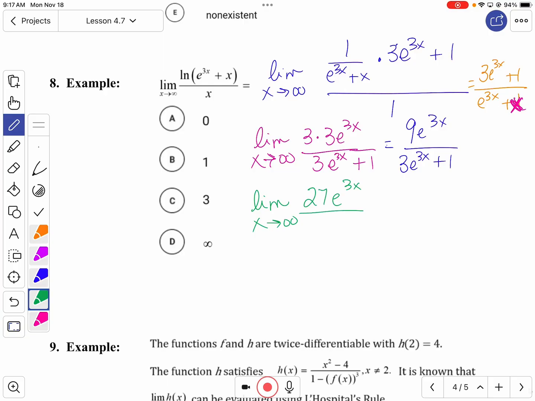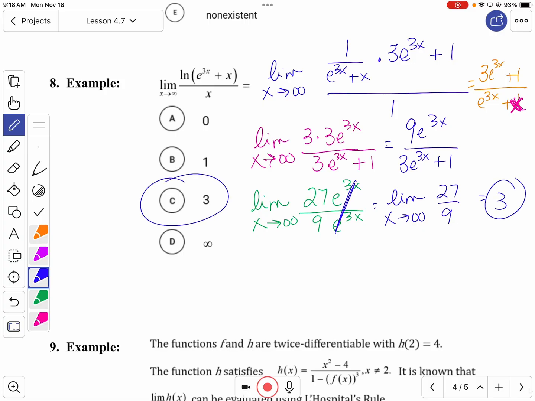On the bottom, 3e to the 3x. I'm going to keep the e to the 3x. The derivative of 3x is 3 times the 3 that's already there, which is 9. All right, now, notice anything? Those bad boys go away, right? They go to 1. I got an e to the 3x in the numerator and the denominator. This is the limit as x approaches infinity of 27 over 9. What's that limit just going to be? 3.